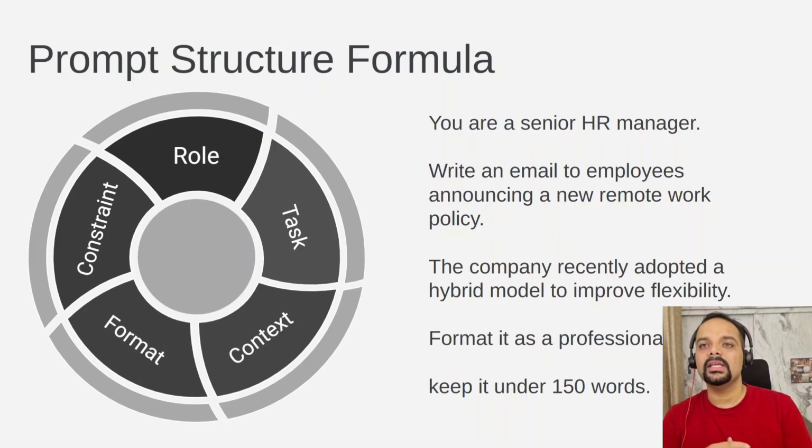The fourth one is format. Format it as a professional email. This is your format. Say you want an email kind of output from your Gemini or ChatGPT. The final thing is keep it under 150 words. This is your constraint. So this prompt structure, you can use as and when required.